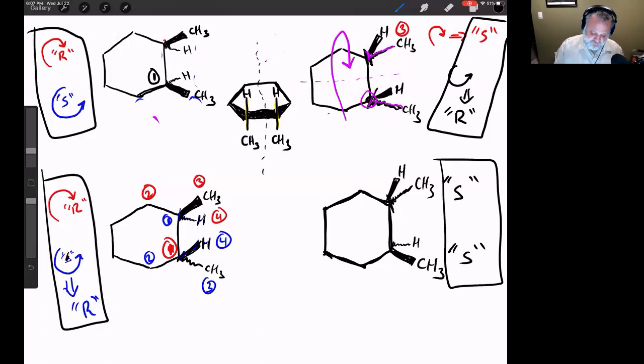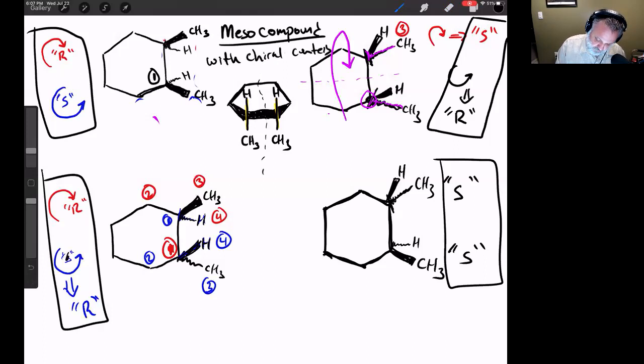And this is a meso compound. This is that other vocabulary word that I was talking about. Meso compound. It's a molecule with chiral centers, but is achiral. So it's a molecule that has chiral centers, but is ultimately achiral. That's a meso compound. So let's take a look.